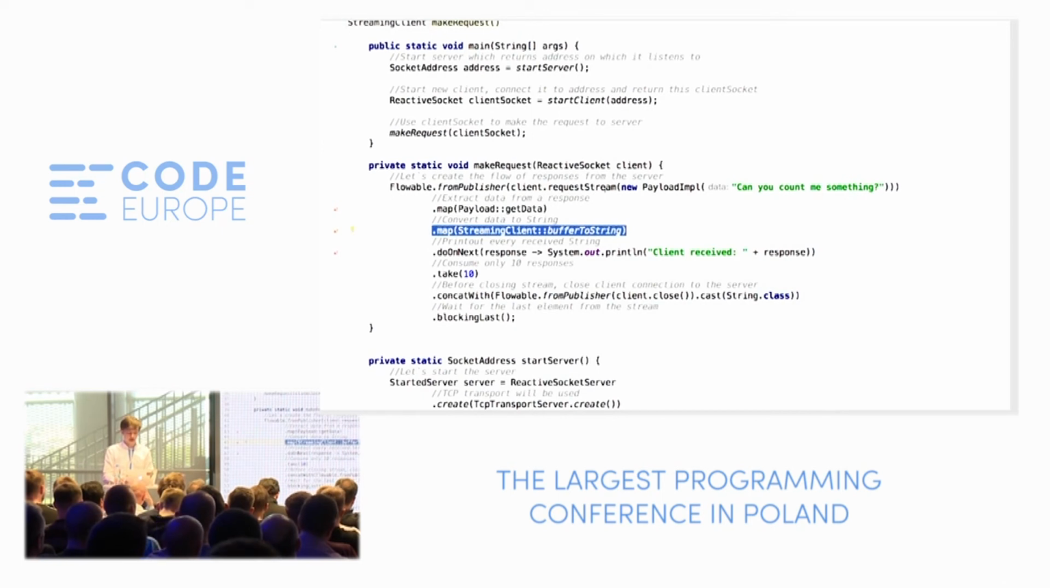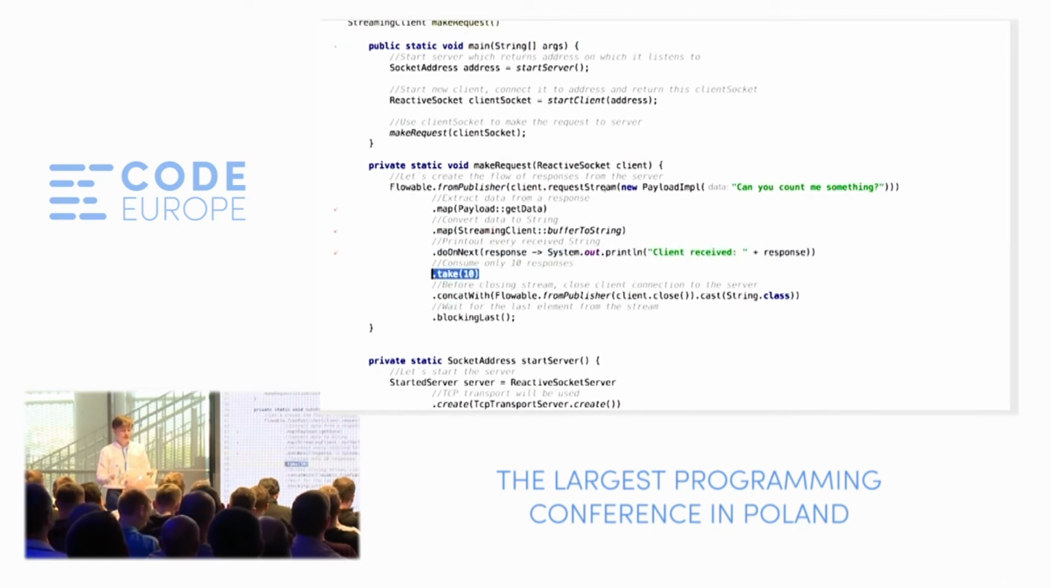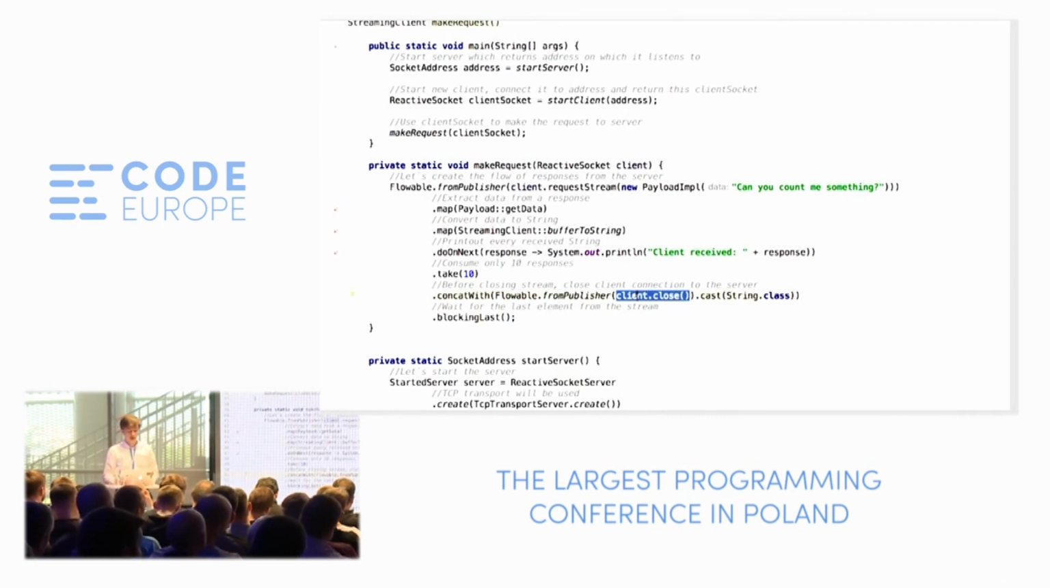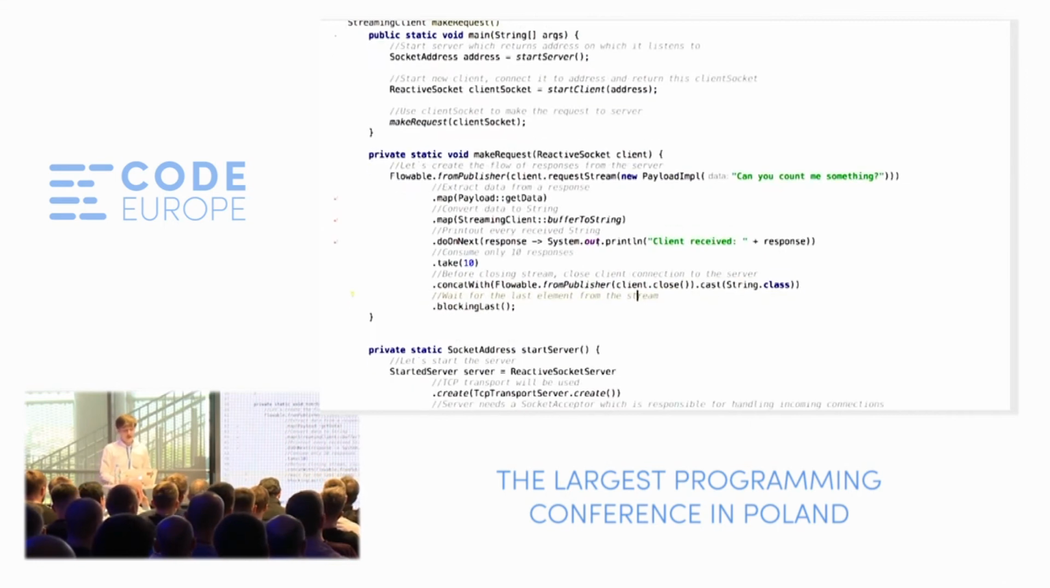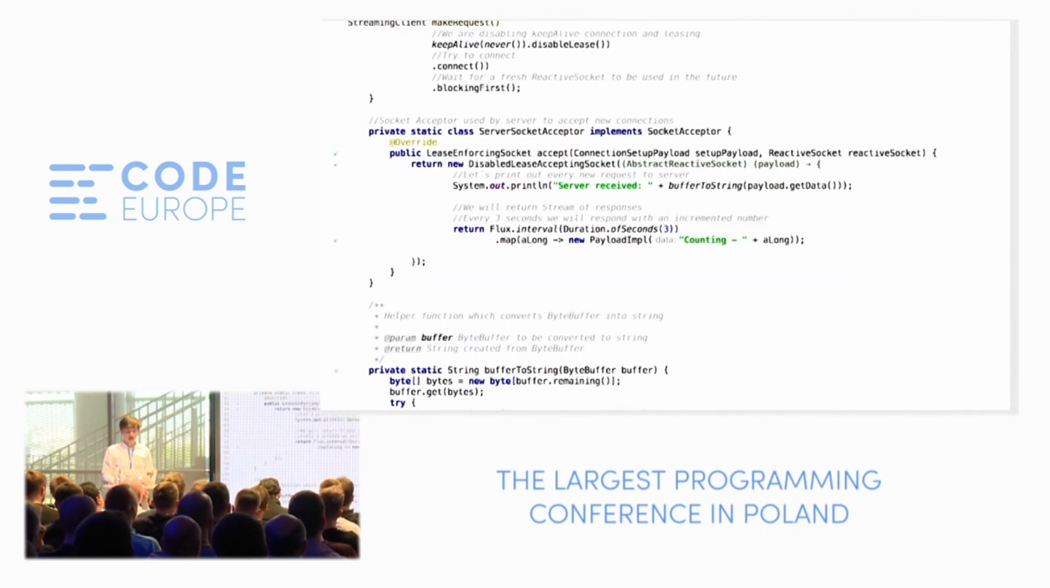We are using a helper function to map the buffer of bytes to a string, and on every received response, we are just printing it out. And in our case, we would like to take just 10 of them, so we take 10 responses from the server. And finally, we can close the connection, which I will go into in detail later. And this is how we make a request. We are just saying to the server, "Can you count me something?" and we are waiting for 10 responses. Let's see how the server has implemented this. As I said before, we need to implement this socket acceptor.